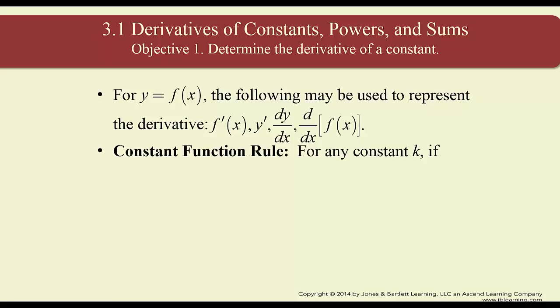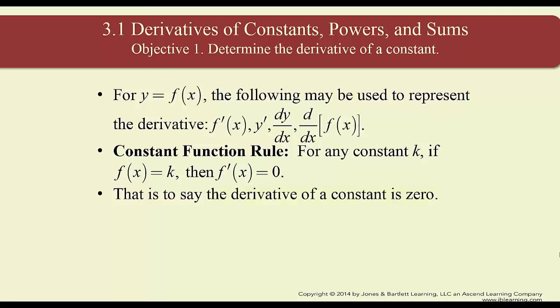All right, so here we go. First rule, the constant function rule. For any constant k, so that's any real number k that you can think of, if your function is of the form f of x equals k, then the derivative, f prime of x, is 0. In other words, the derivative of a constant is 0. Very friendly little rule. The derivative of a constant is 0.